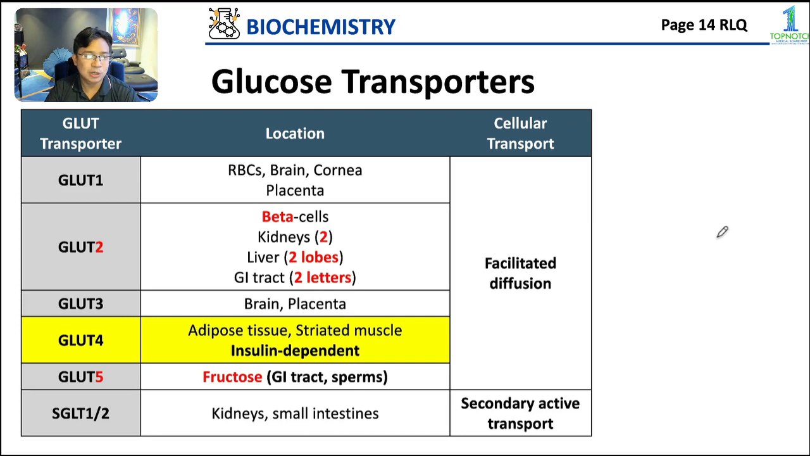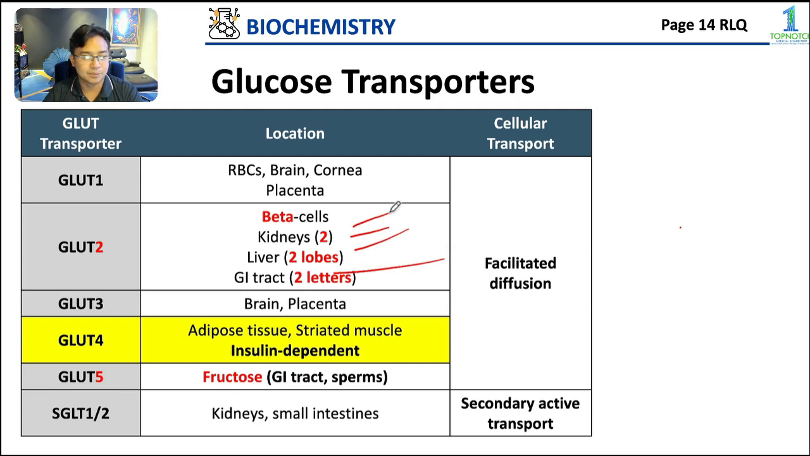And lastly, let's talk about how glucose is transported across the body. Okay, we have the different GLUT transporters. GLUTs 1 to 5 are facilitated diffusion, while SGLT1 or 2 are secondary active transport. Now, for memorization, guys, take note of these mnemonics. GLUT2, think of the number 2. Beta cells, beta is the second letter of the Greek alphabet. You have 2 kidneys, you have 2 liver lobes. And the GI tract, GI has 2 letters.